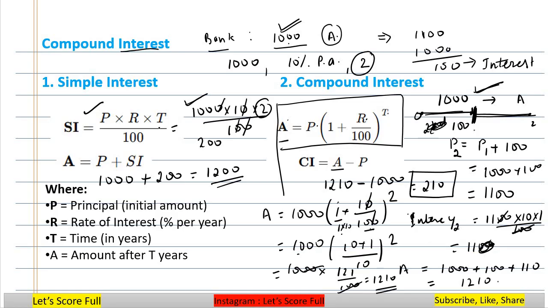Here I have written what means what. Here P is the initial principal, R is the rate of interest, T is time, and A is the amount after T years. Like in this case, after 2 years, what is the amount? I hope you understood this. Let's do one sum related to the same topic.